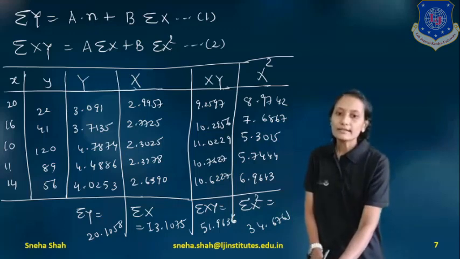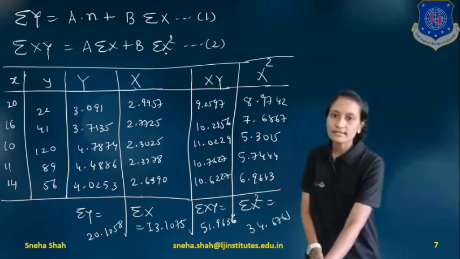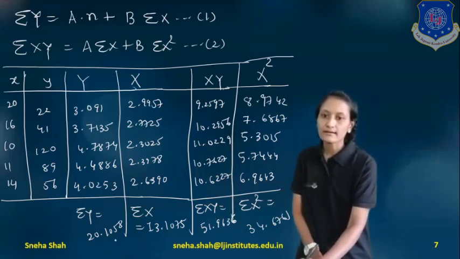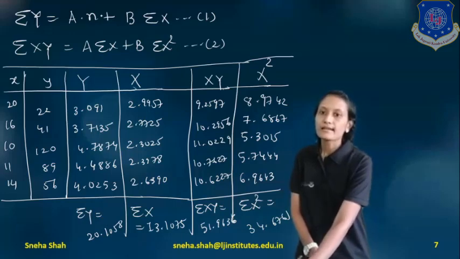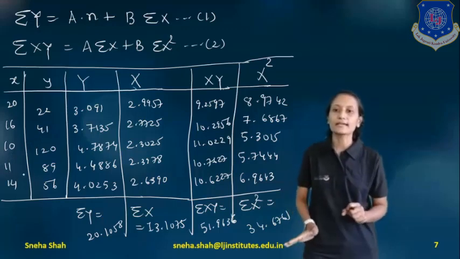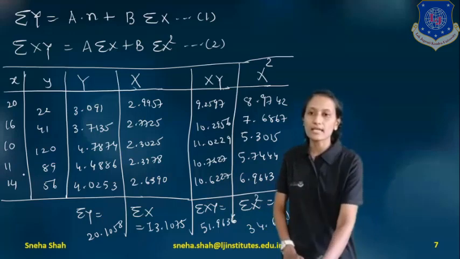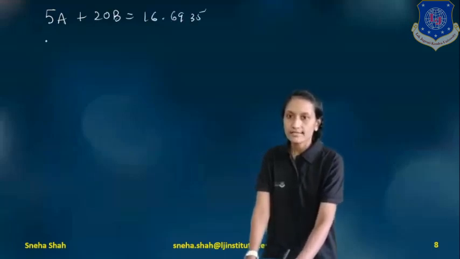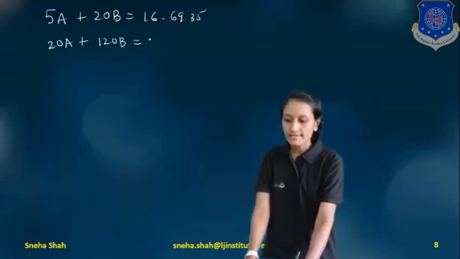Its value will be 34.6761. Now I will take this value, summation x square, and put it over here. Summation x will be put over here and here. And summation y will be put over here. Now what is the value of n? N means 1, 2, 3, 4 and 5. So 5 samples are there. If we put all these values in these equations, we can find the values of capital A and capital B. So the equation will be 5A plus 20B equals 16.6935. Similarly, the next equation is 20A plus 120B equals 50.306.